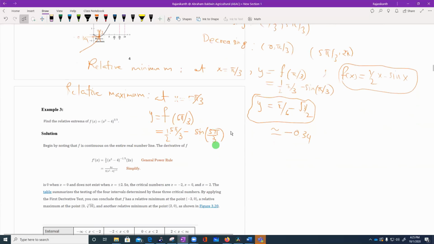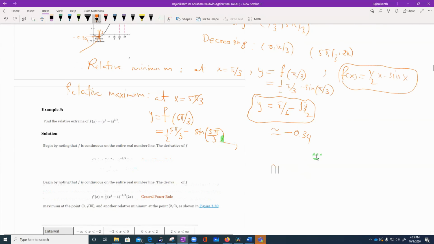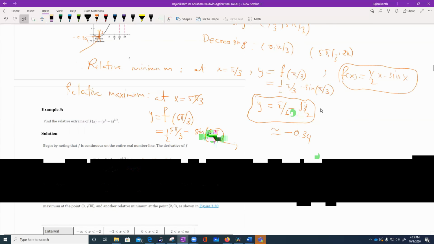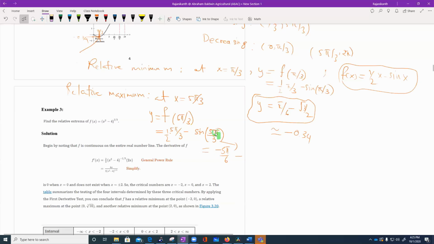Let's see, who can tell what sine 5 pi over 3 is without a calculator? I need the exact value, not the decimal, without a calculator. It's negative square root of 3 over 2. Why is it negative? Because it's in the fourth quadrant. Very good, this is in the fourth quadrant.